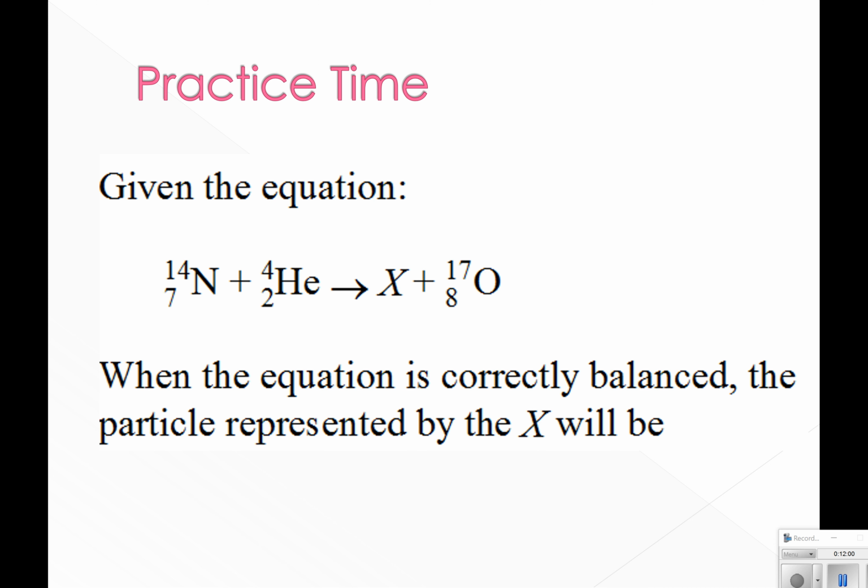Given the equation here, when the equation is correctly balanced, the particle represented by the X will be. So we'll start with our atomic masses. 14 and 4, we know everything on the left side, that's 18. And our nuclear charge is a total of 9. Comparing here, 9 and 8, we're missing 1 here. And 18 and 17, we're missing 1 there as well. So X must be a hydrogen atom.